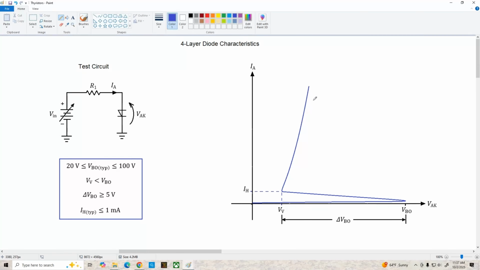Now, at this point, the 4-layer diode is going to remain latched into this low resistance mode unless we can decrease the anode current below what's called the holding current. If we do that, then the diode will quickly snap back into this high impedance state where we're operating on the relatively horizontal portion of the curve. Now, this graph doesn't tell us any information related to time, but the transition from high impedance to low impedance or low impedance to high impedance ideally should take 0 time.